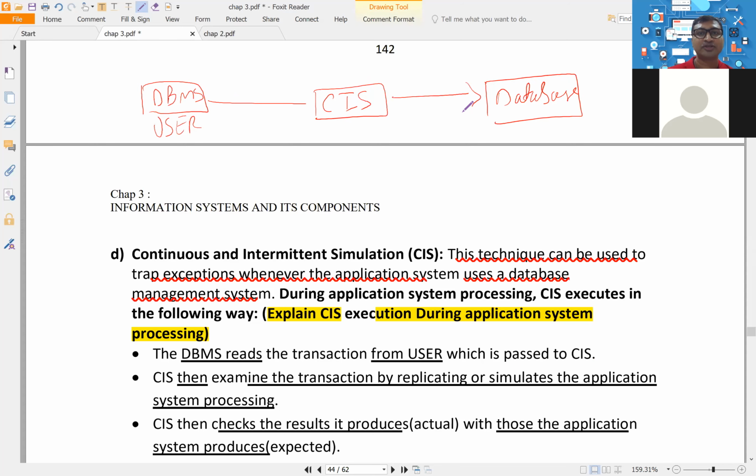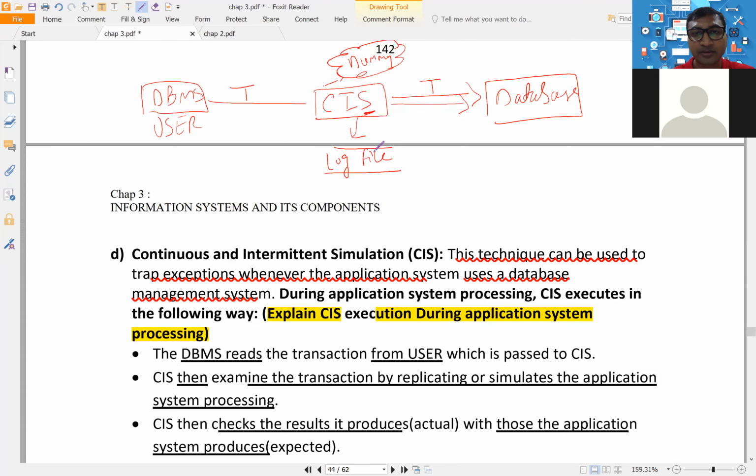So before a transaction goes to the database, it will be verified by CIS. If CIS thinks the transaction will have an adverse effect on the database, S means simulation, so it will create a dummy environment of the database and run the transaction in that dummy database. If everything is correct, it goes to the database. But if CIS feels everything is not correct, then it stops that transaction and records it in the exceptional transaction log file.